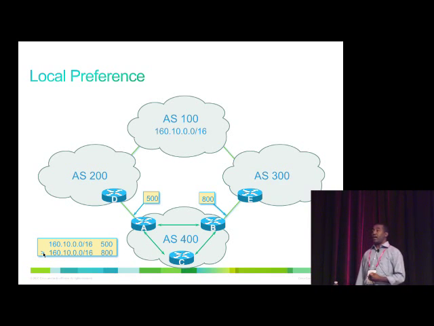When C receives the route, it will pick the path received via B instead of the other one, because the route received via B has a higher local preference, and higher local preference is preferred. So it is used to influence how traffic exits the network. And traffic will go that way.